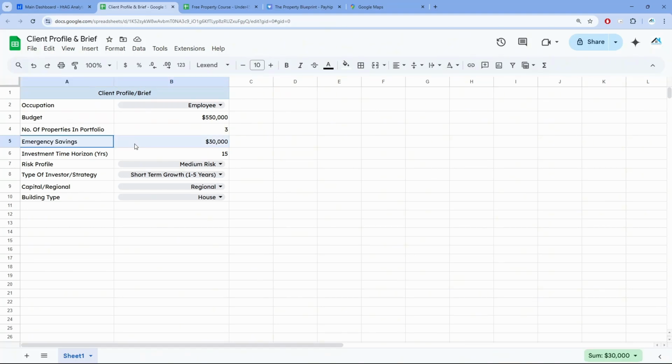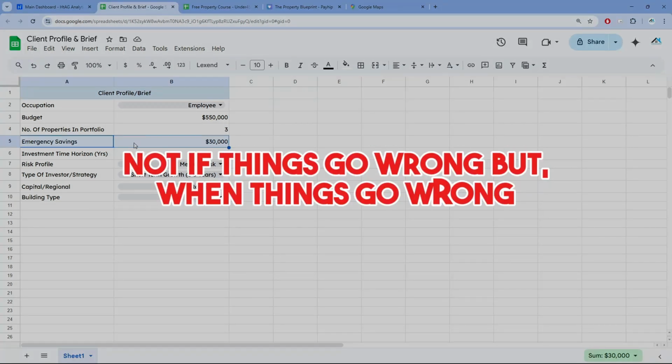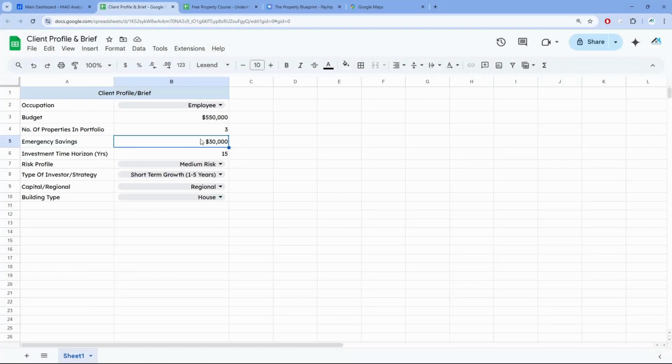And the reason I say emergency savings are so important is because it actually helps you build your mindset and your mental fortitude when things go wrong. Because let me tell you about something in property. It's not a matter of if things go wrong, it's about when things go wrong. Because things will go wrong and you need to be prepared for that. And if you have 3 properties and you have an emergency savings of $10,000, trust me, you're going to have a financial situation where you will be wrecked. So save up your money.